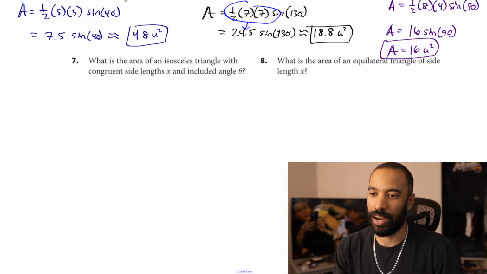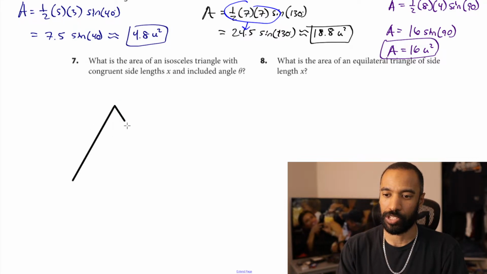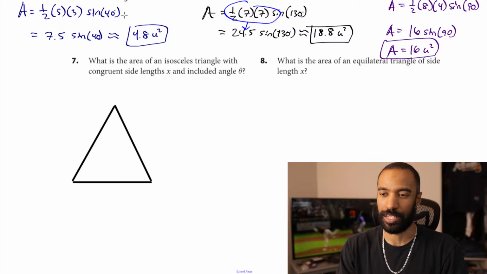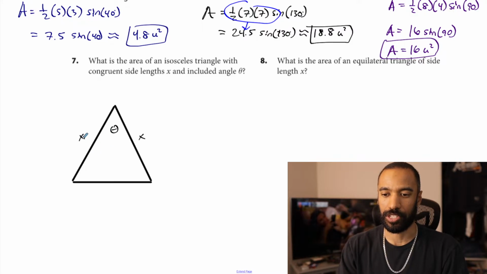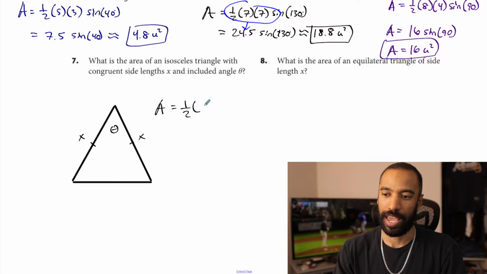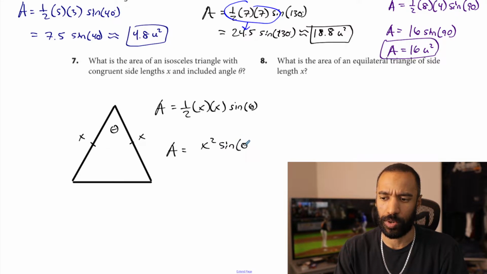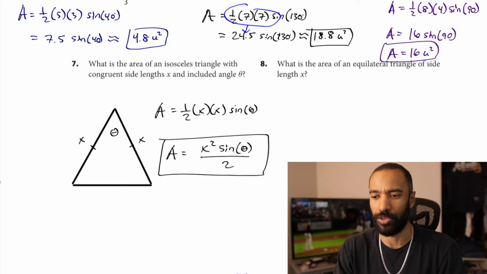Okay, number 7. What is the area of an isosceles triangle with congruent side lengths x and included angle theta? So they are just asking you to write out a formula, if you will. So there's no actual answer. Isosceles triangle right here. These two are congruent to each other. They're both x. This is going to be 1/2 a times b times sine of theta. To simplify that a little bit more, we could write 1/2 x squared times sine of theta, or x squared times sine of theta over 2, something like that. That'll work out. Kind of a weird question, but there's a good old breakdown. So any isosceles triangle, you could write it out that way.